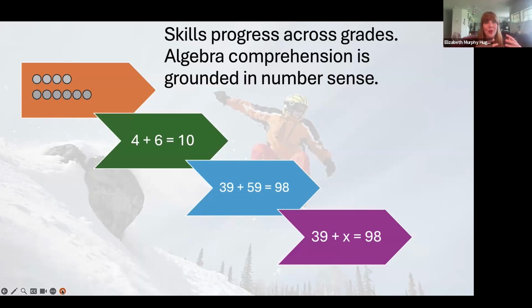Okay, so skills progress, and one of the things that we experience as teachers is if there are any gaps in students' number sense, we often see that when we're working in algebra. So using the manipulatives can help address some of those skills as well.